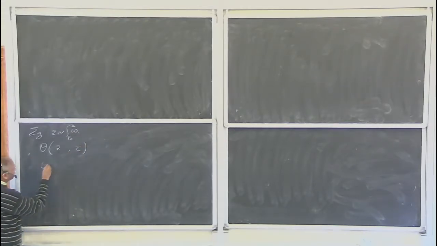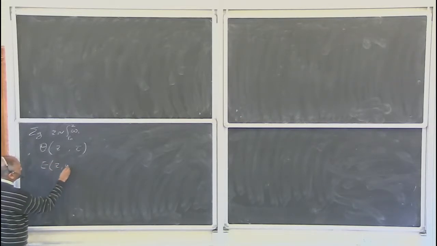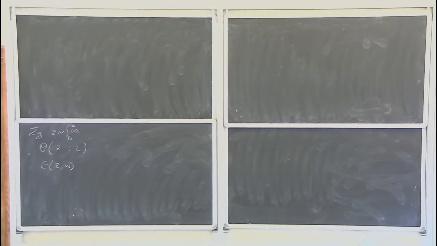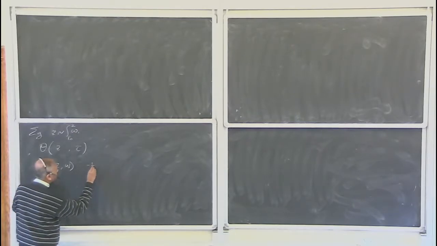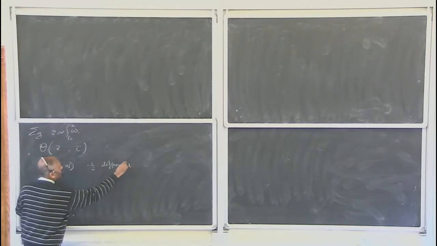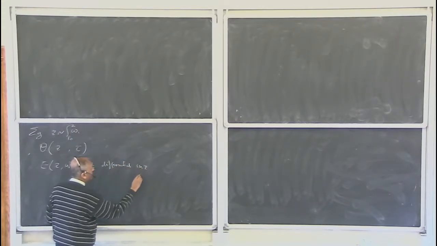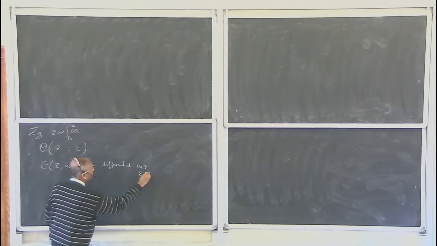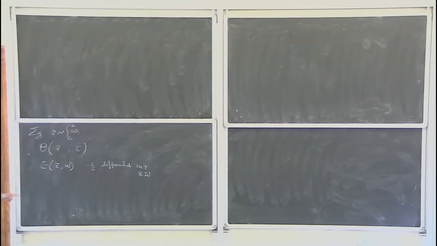And then the very important thing, which is the prime form, E(Z,W). So these were the two basic ingredients we saw. And the properties of these: the prime form is a minus half differential in Z and in W, both. That was the transformation property of this under the coordinate transformation.